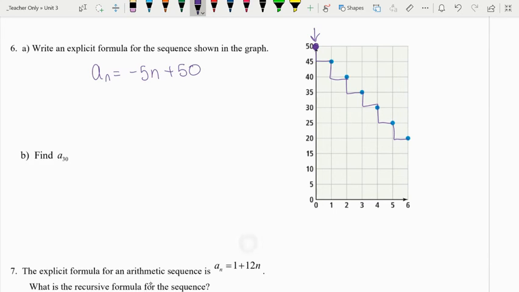So if I wanted to find a sub 30, it would be negative 5 times 30 plus 50. That gives me negative 150 plus 50, which is negative 100.